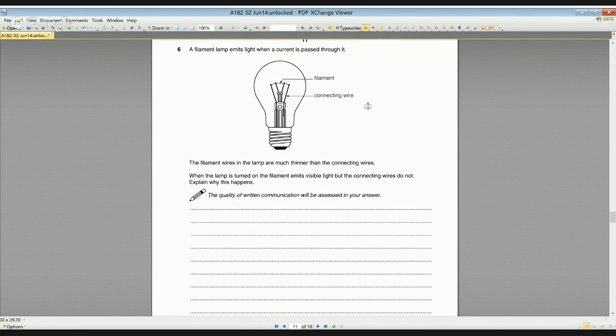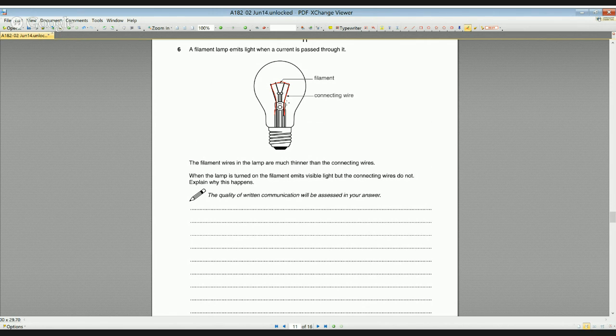So we can see the electricity comes into the light bulb along these connecting wires, then it passes through the filament and back out. So it's passing through both the connecting wires and the filament. But the question is saying the filament glows, but the connecting wires don't. They've got the same current flowing through them because they're in series. So why is that?